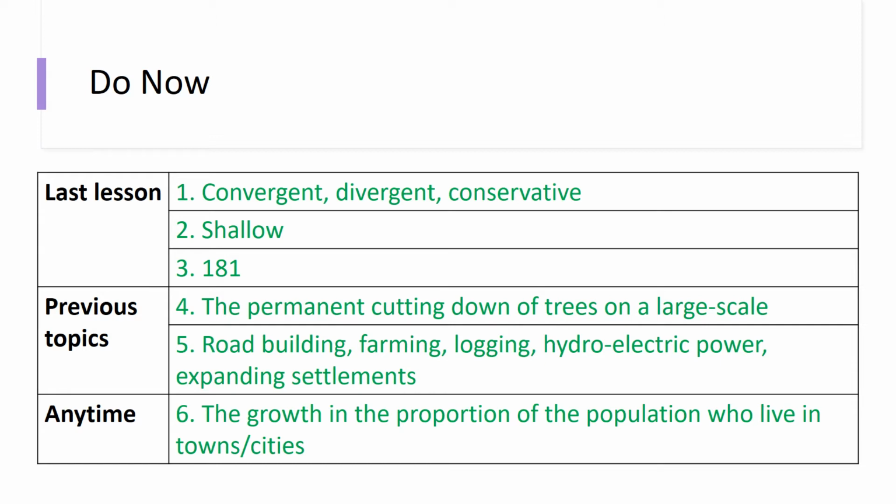And number 6, the growth in the proportion of population who live in towns and cities is urbanisation. The most important words you need to include are the growth in the proportion. Okay, people tend to forget the word growth.